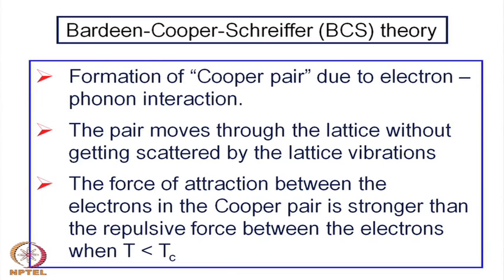A pair of electrons, instead of having a repulsive interaction, have an attractive interaction, and that is a special case of the electron-phonon interaction, and that is a very simplified form of BCS theory.